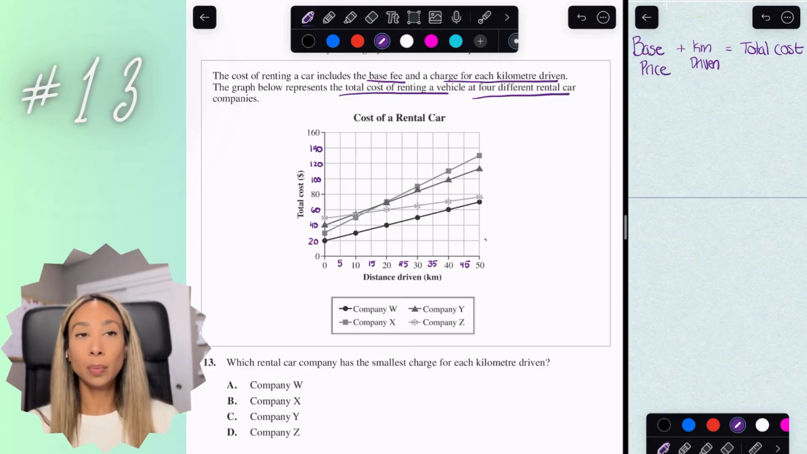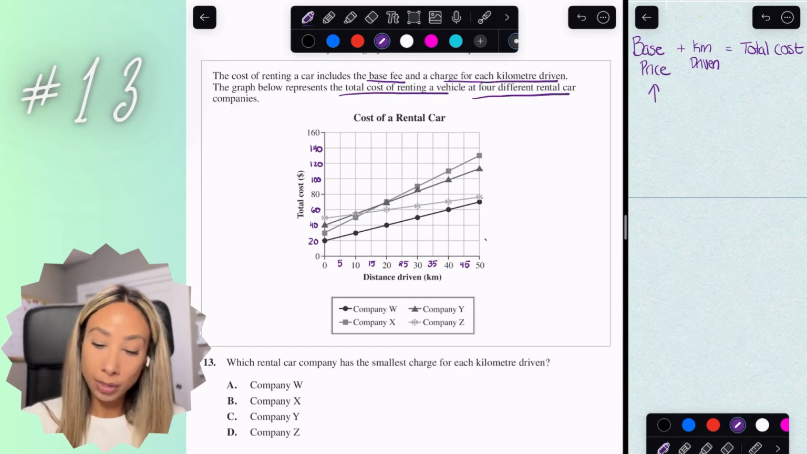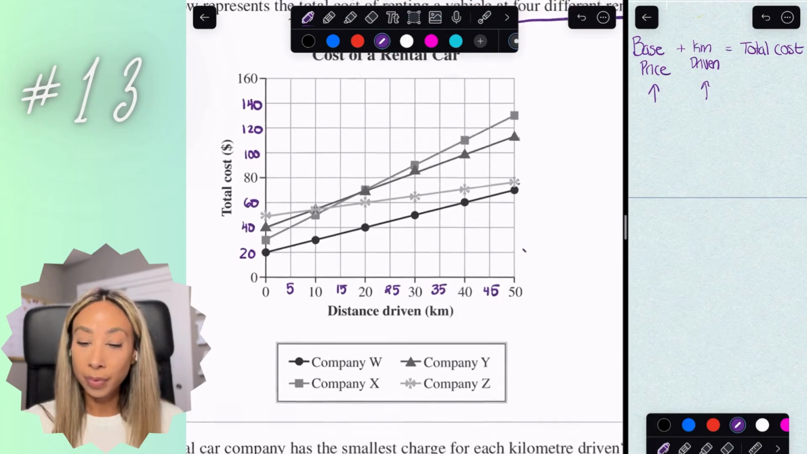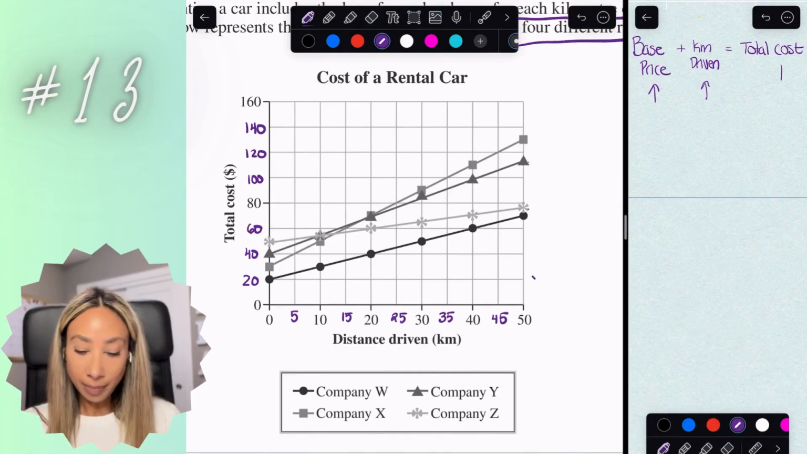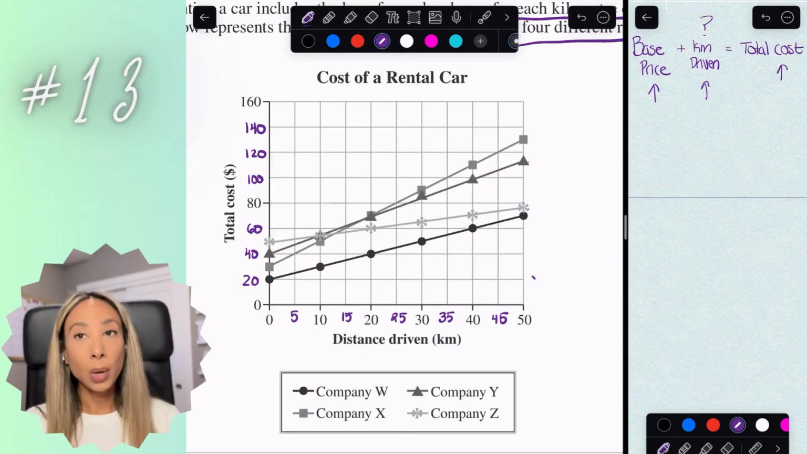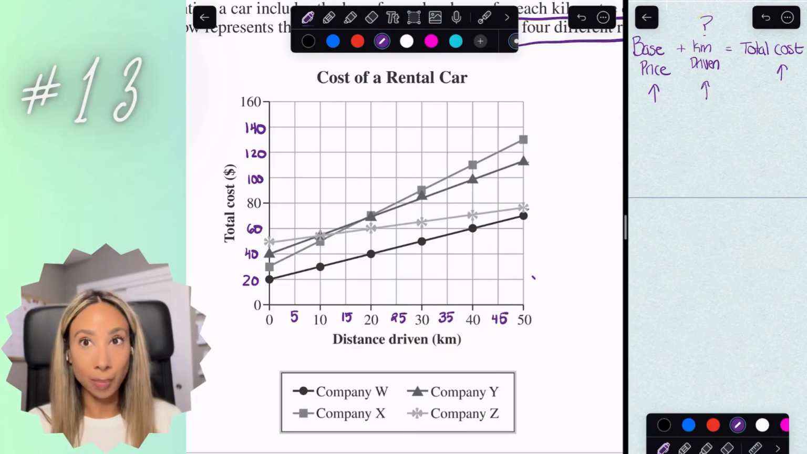So one of the things we want to be clear about is that when you rent a car, in this case here, you're going to pay what's called the base price. So that's just the amount to rent the car. And then you're paying for how many kilometers you're actually driving it. So in this graph, they've given us our total cost, and our job is to figure out the kilometers driven. And we want to figure out which one has the smallest kilometers driven.